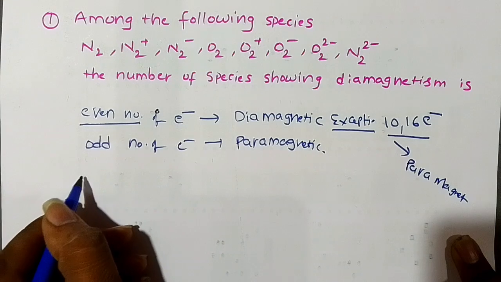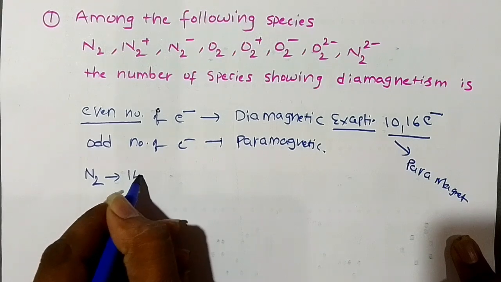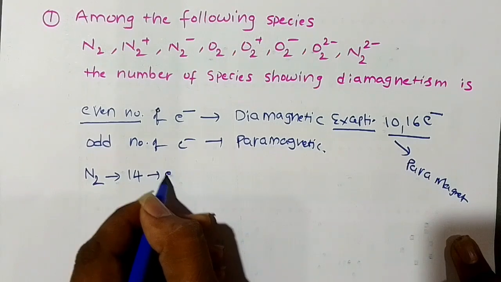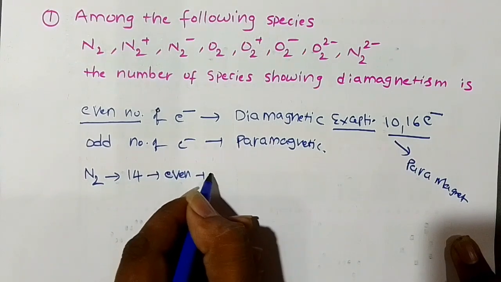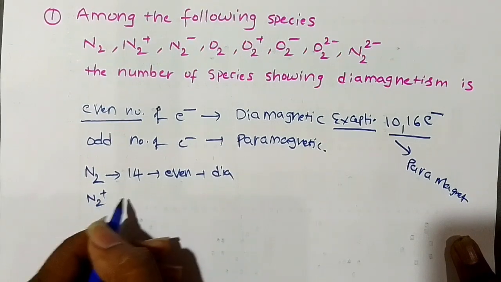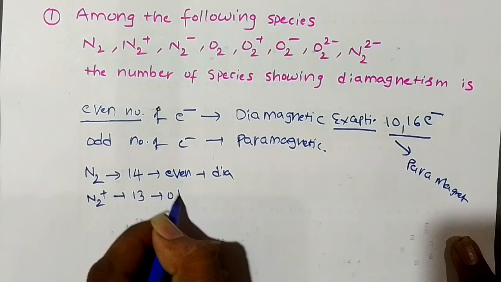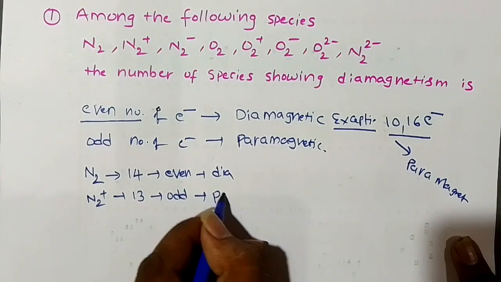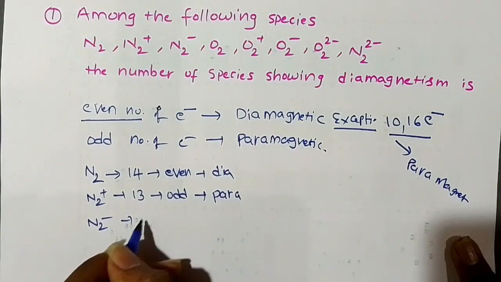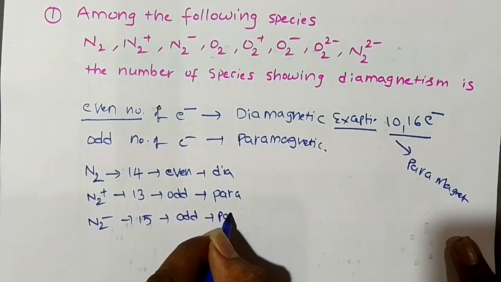Now take N2. It contains how many electrons? Nitrogen atomic number 7, so 7 plus 7, 14 electrons. It is an even number, so it is diamagnetic. Next, N2+ contains 13 electrons, an odd number, so it shows paramagnetic. And N2- contains 15 electrons, an odd number, so it shows paramagnetic character.